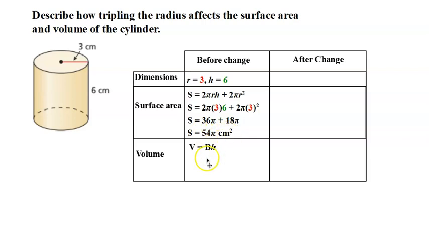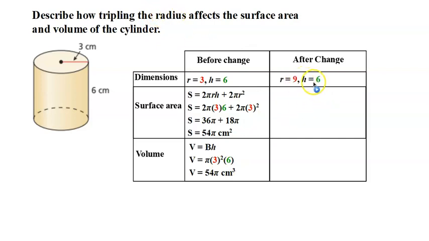Volume, formula is the same as the volume of a prism. Base times height, area of the base, remember. So area of the base is pi r squared times the height of 6. And that gives me, weirdly enough, also 54 pi centimeters cubed. Not centimeters squared, centimeters cubed. Okay, so after the change, we're going to triple the radius.